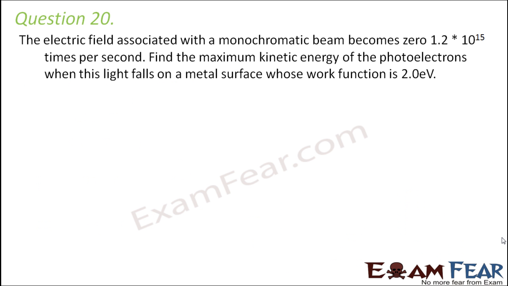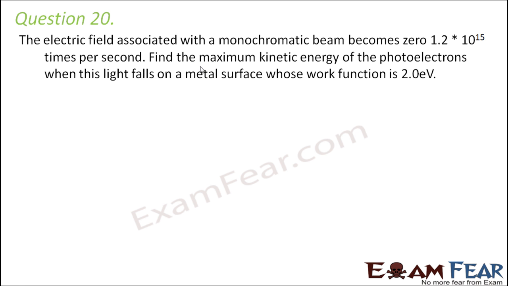Question number 20. The electric field associated with a monochromatic beam becomes 1.2 into 10 to the power 15 times per second. Find the maximum kinetic energy of the photoelectrons when this light falls on a metal surface whose work function is 2 electron volts. Okay. First, let's see what is given in the problem.